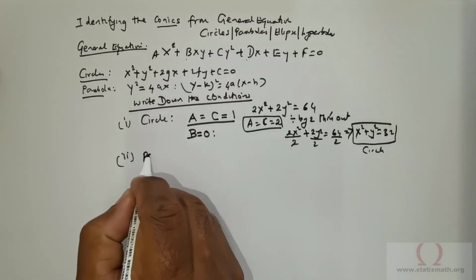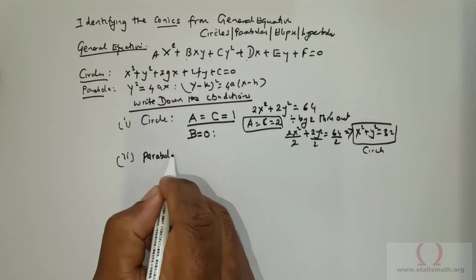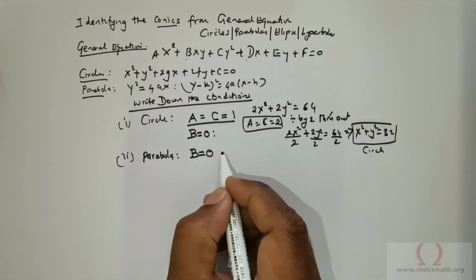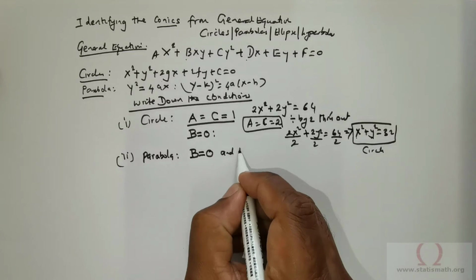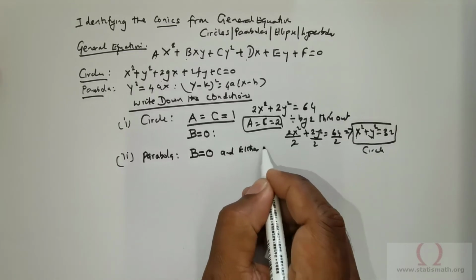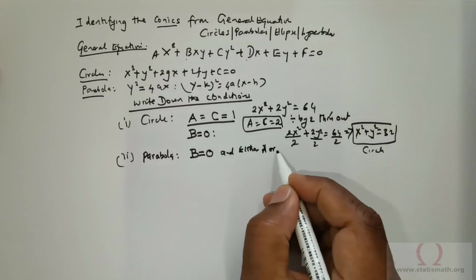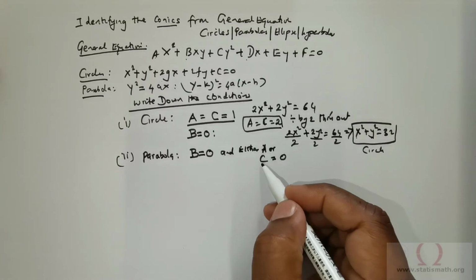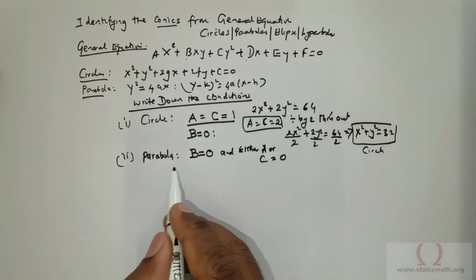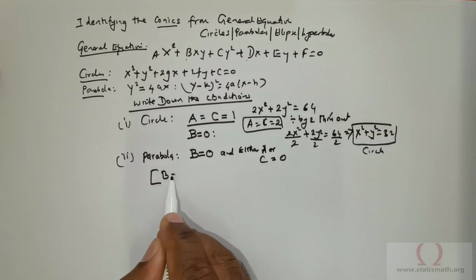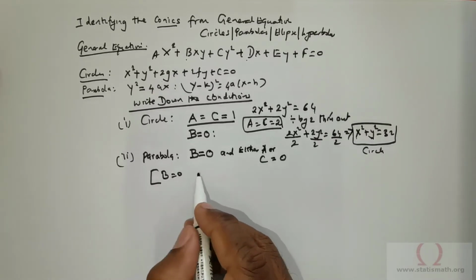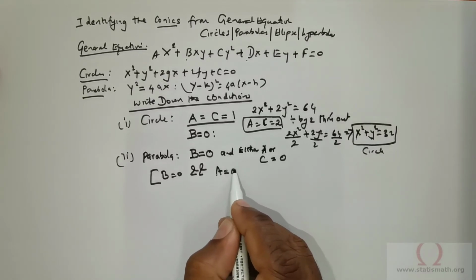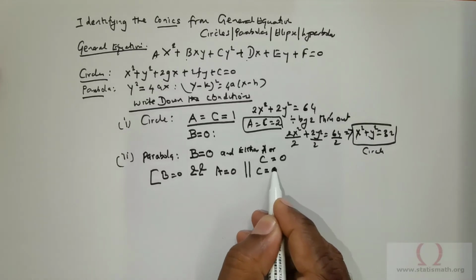Now the parabola. We have studied the parabola, and for this parabola the important condition that you need to look for is that b should be equal to 0 and either a should be equal to 0 or c should be equal to 0. So this is the condition. In this case, b equal to 0 is a necessary condition, and either a is equal to 0 or c is equal to 0.